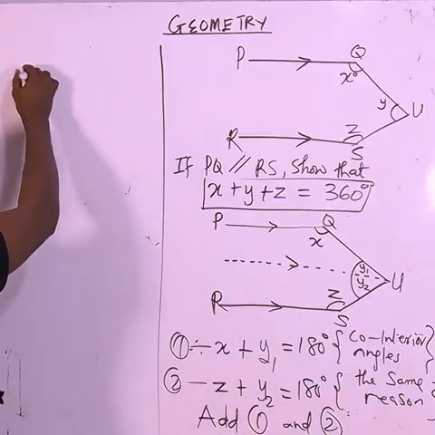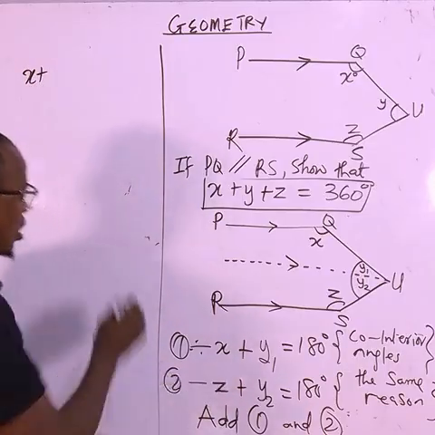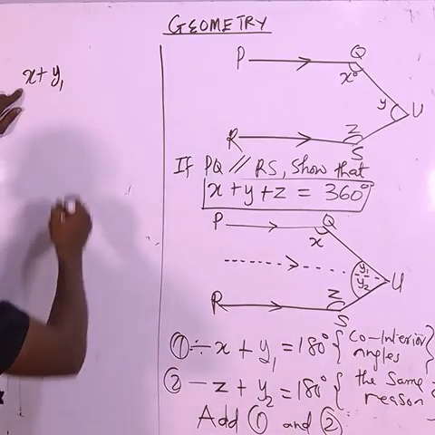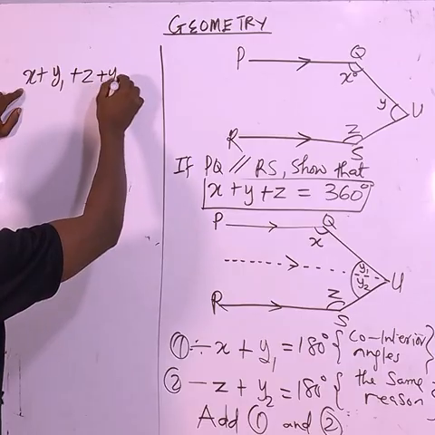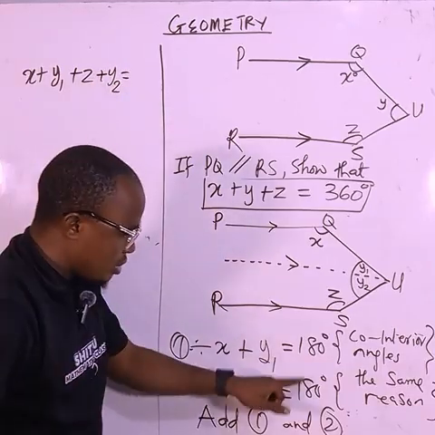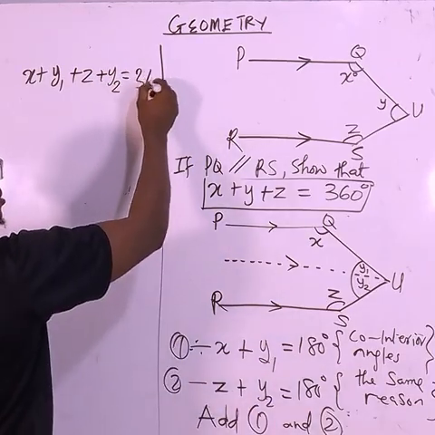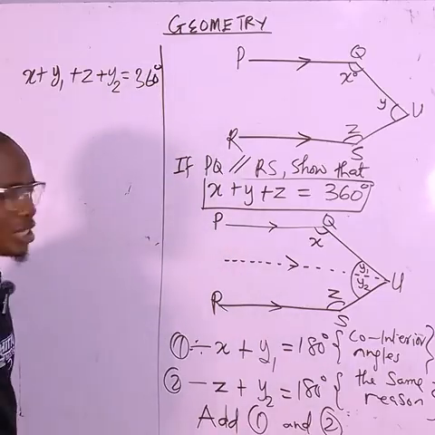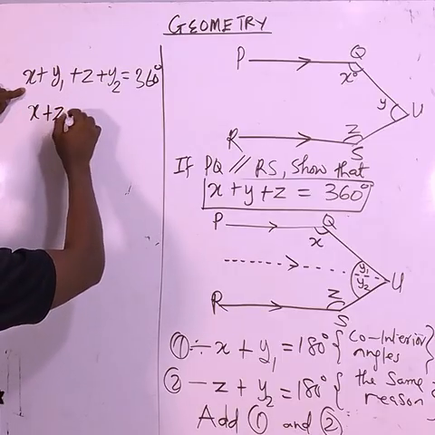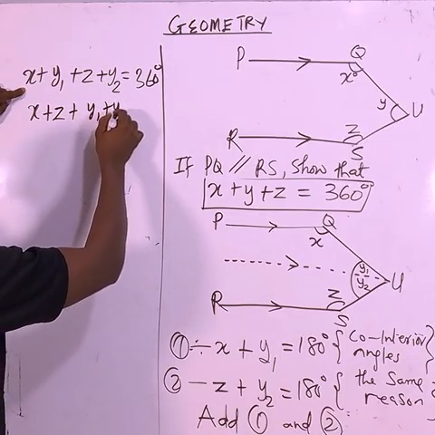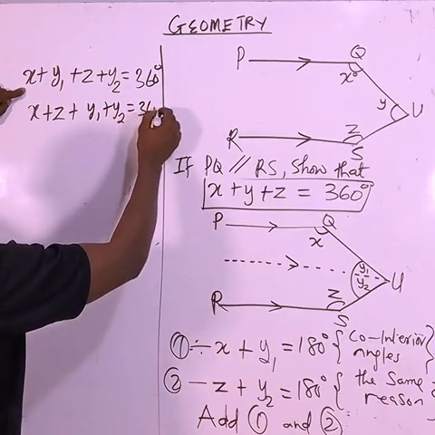So what are you going to have? X plus Y1 plus Z plus Y2. Then 180 plus 180, we're going to have 360 degrees. Do you understand? So from there, X plus Z plus Y1 plus Y2 equals 360 degrees.